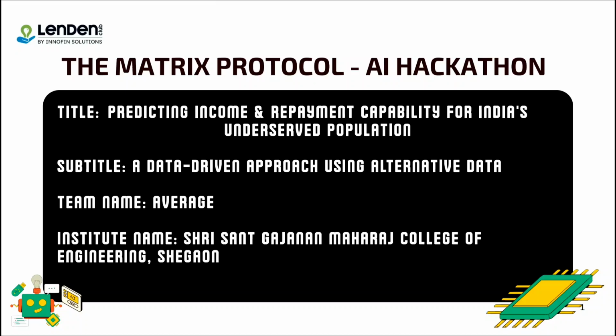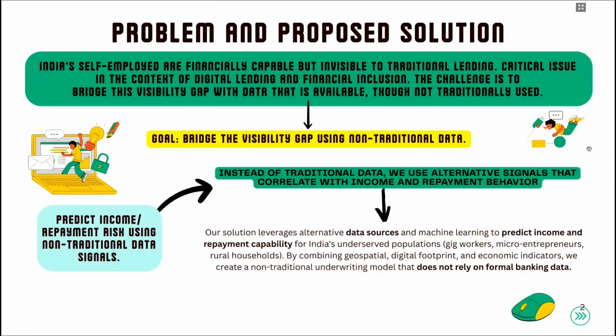In the next slide, we are going to see the problem and proposed solution. India's first-time employed are financially capable but invisible to traditional lending. This is a critical issue in the context of digital lending and financial inclusion. The challenge is to bridge the visibility gap with the data that is available but not traditionally used. Our goal is to bridge the visibility gap using non-traditional data.